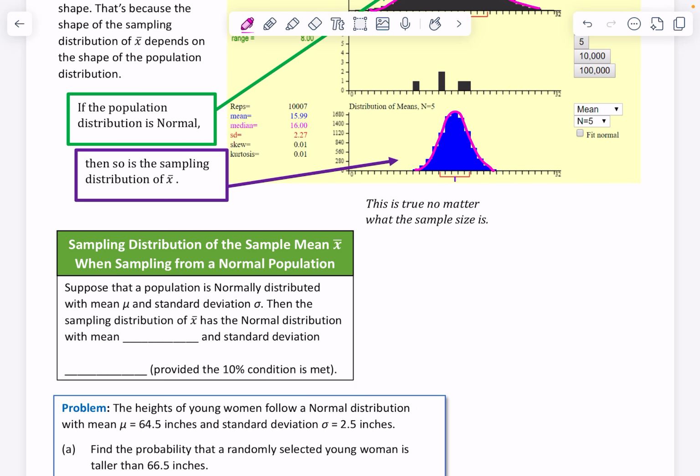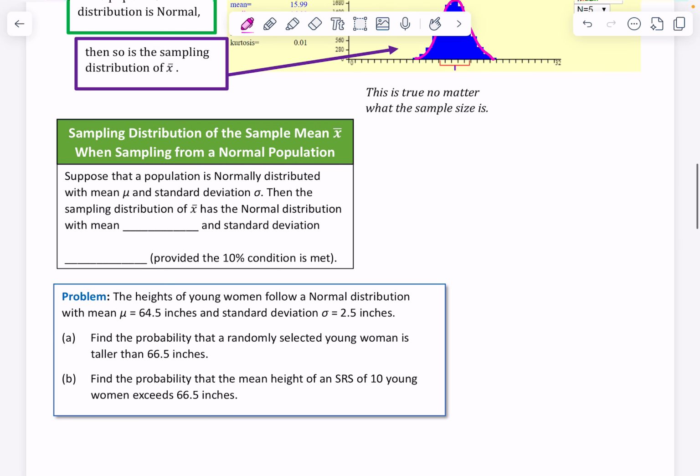Suppose that a population is normally distributed with a mean and standard deviation. Then the sampling distribution of x bar has the normal distribution with mean, again, same as what we just talked about, and standard deviation, same one we have above.